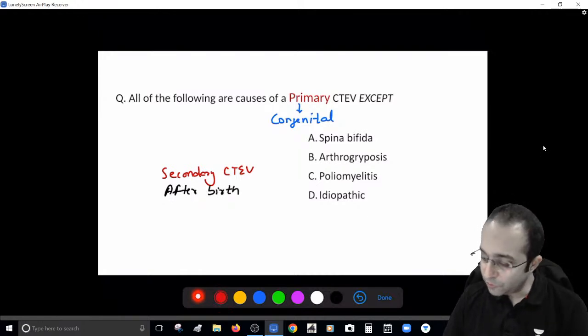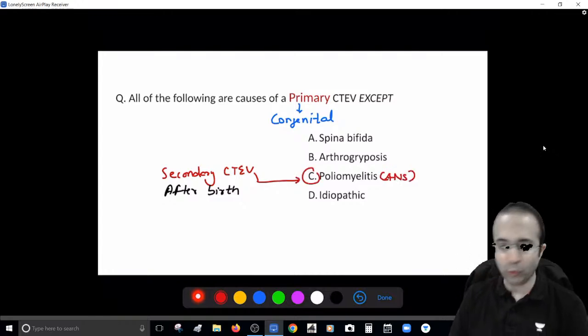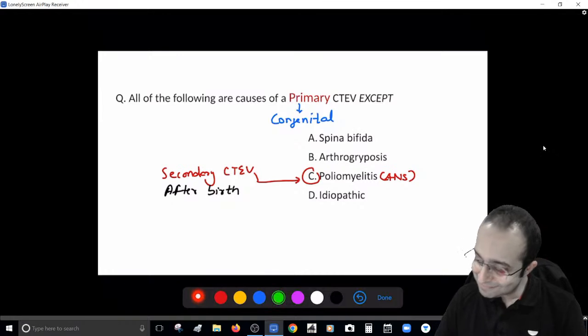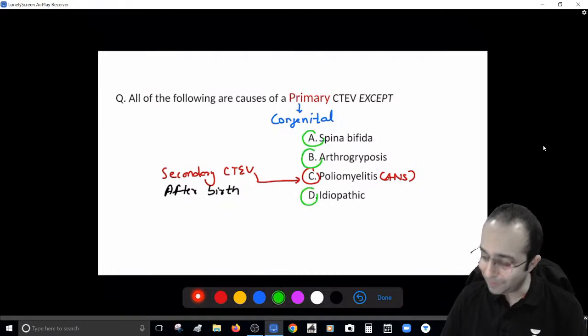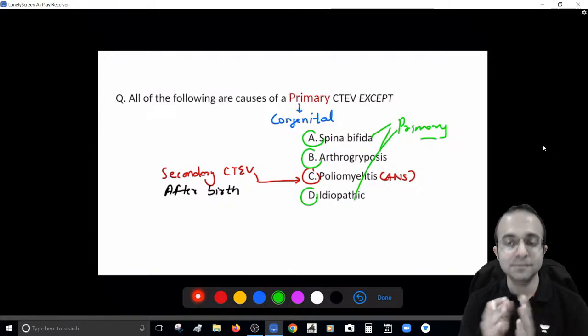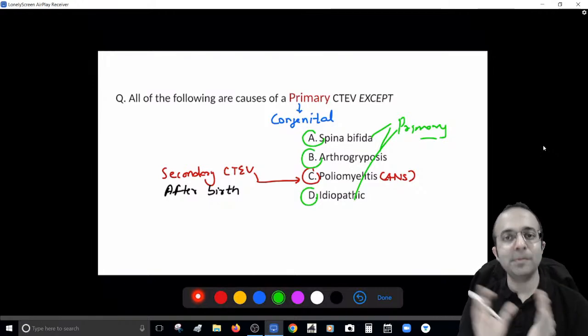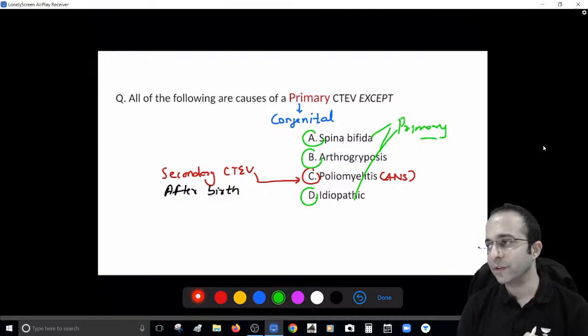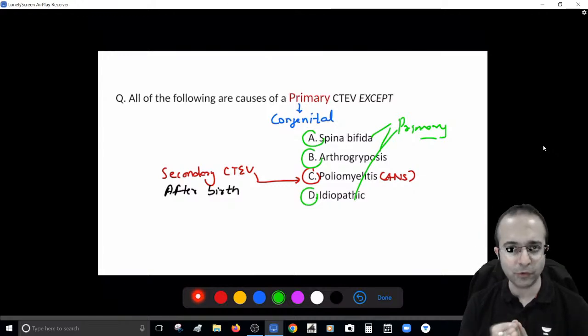अब इन कंडीशंस में से जो आफ्टर बर्थ होता है वो तो पोलियो है. So polio will lead to secondary CTV. Primary, primary, primary. So these are all causes of a CTV present since birth: spina bifida, arthrogryposis, idiopathic. Clear? Polio happens after birth, so that will be a cause of secondary CTV. And I think this is an easy one for you.